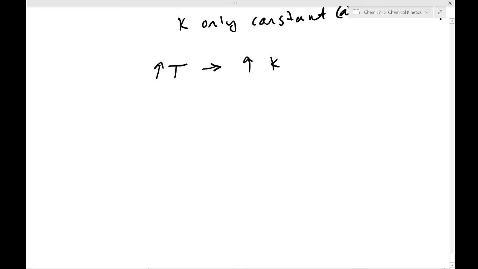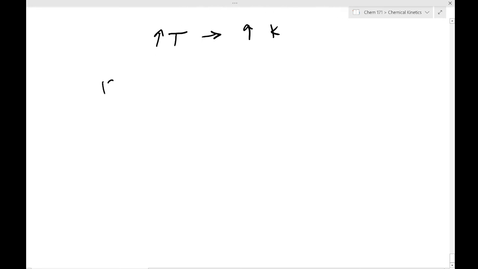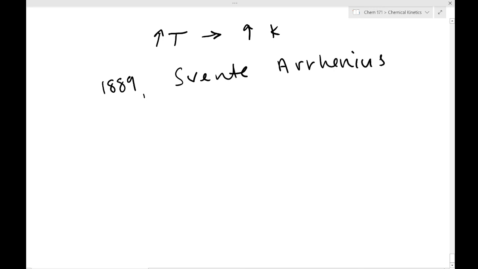Now we get to talk about one of my favorite chemists. In 1889, a Swedish dude by the name of Svante Arrhenius. Isn't that an amazing name? Svante Arrhenius came up with an equation that relates the rate constant to the temperature. Okay, and this is called the Arrhenius equation.